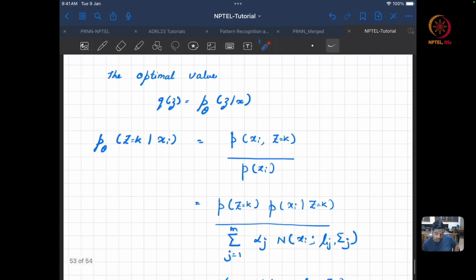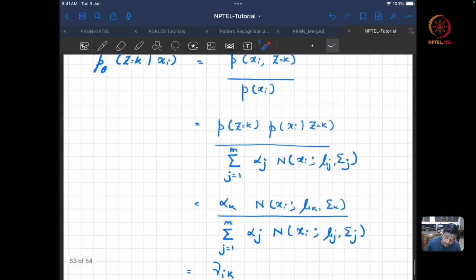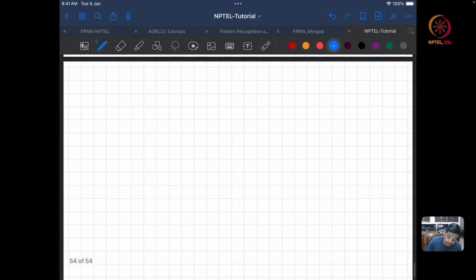Now this is the optimal value. Now we just need to plug this value in here, obtain this expectation, and then do the maximization step. That's the overall thing. Okay, just write it down for the sake of completeness.